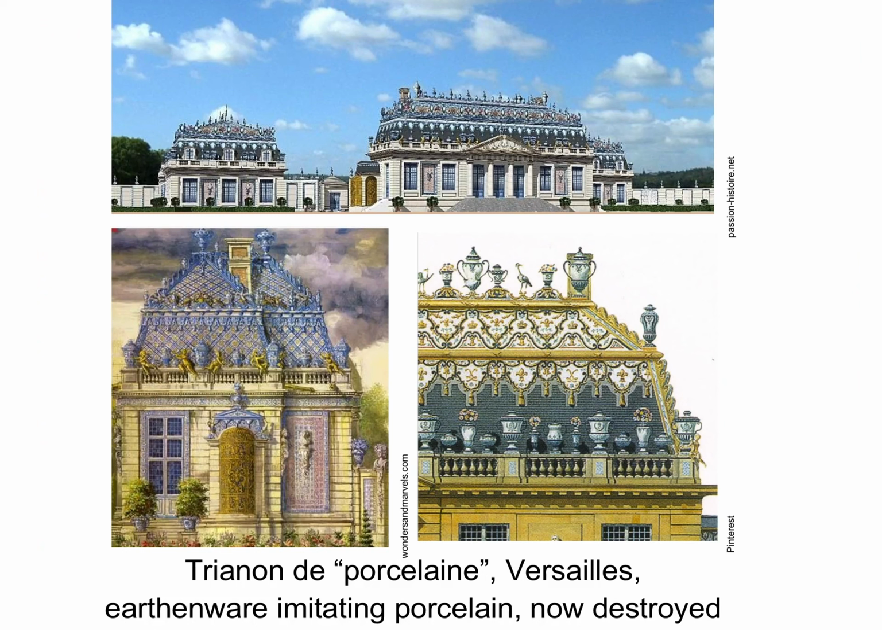Around the same time, a bit before actually, because this is before the rediscovery of porcelain in Europe, Louis XIV had a palace built in his garden at Versailles called the Trianon de Porcelaine, but it was all made out of earthenware because nobody knew how to make porcelain in Europe at that time. And during the French Revolution, the building was destroyed. So we have above a digital reconstruction and then some prints from the time showing that wonderful building that imitated porcelain from a European viewpoint.